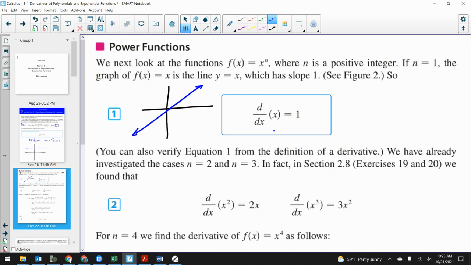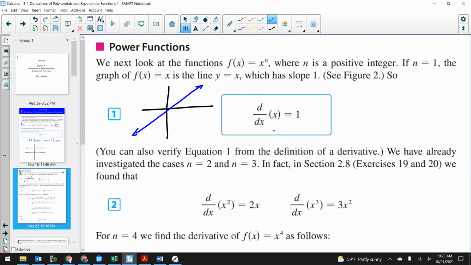So let's keep going with the powers. It might be a very good idea for you guys, because I see some people not doing this, to start making yourself lists of common derivatives, like the derivative of a constant, like we talked about last slide, and the derivative of just x equals 1.